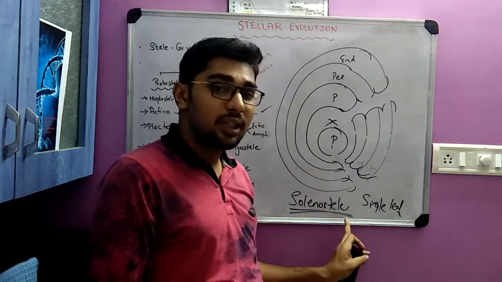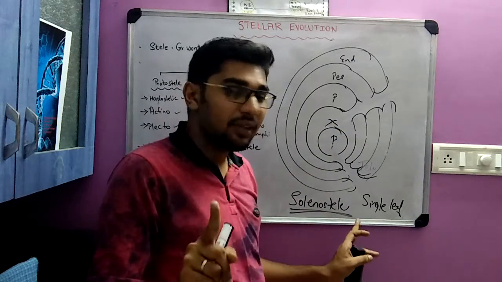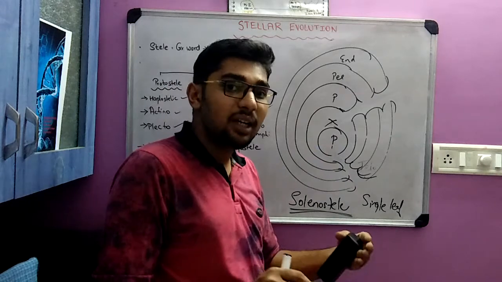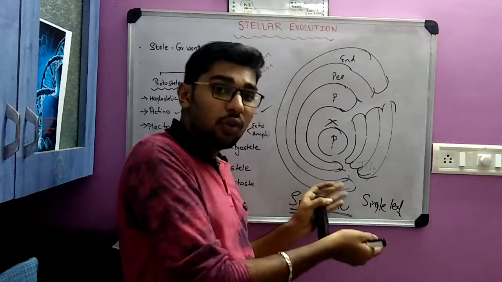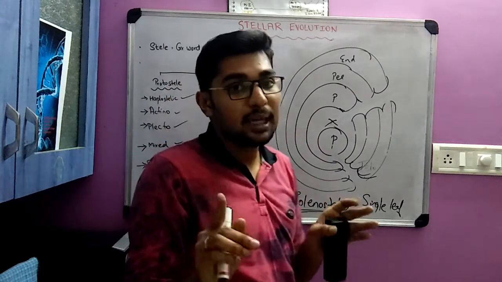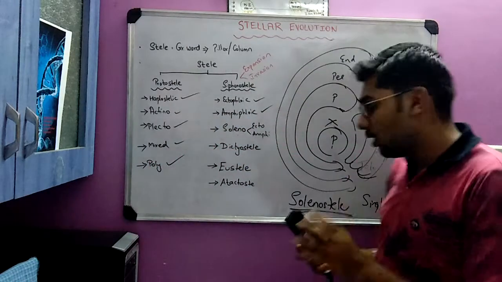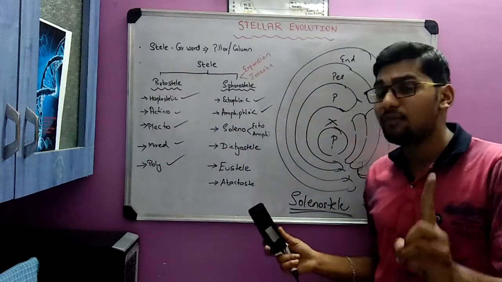So again this solenostele is traversed by a single leaf gap. It is further divided into ectofloic and amphifloic. So this is about your solenostele. I hope you all understood this. Only one leaf gap will be there.